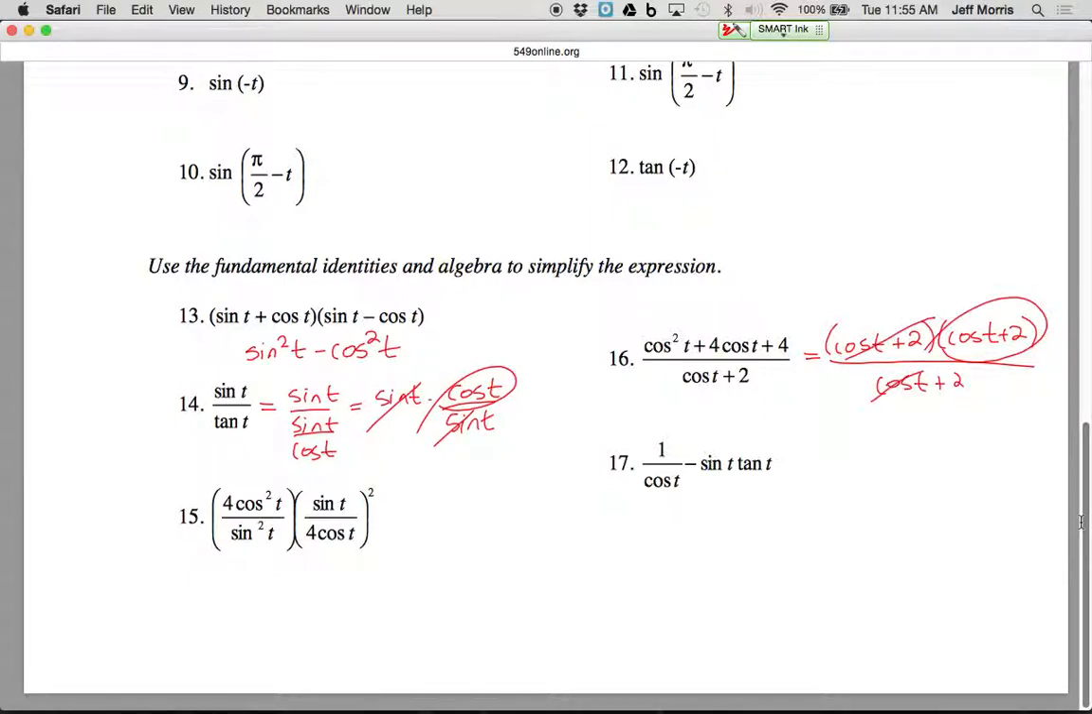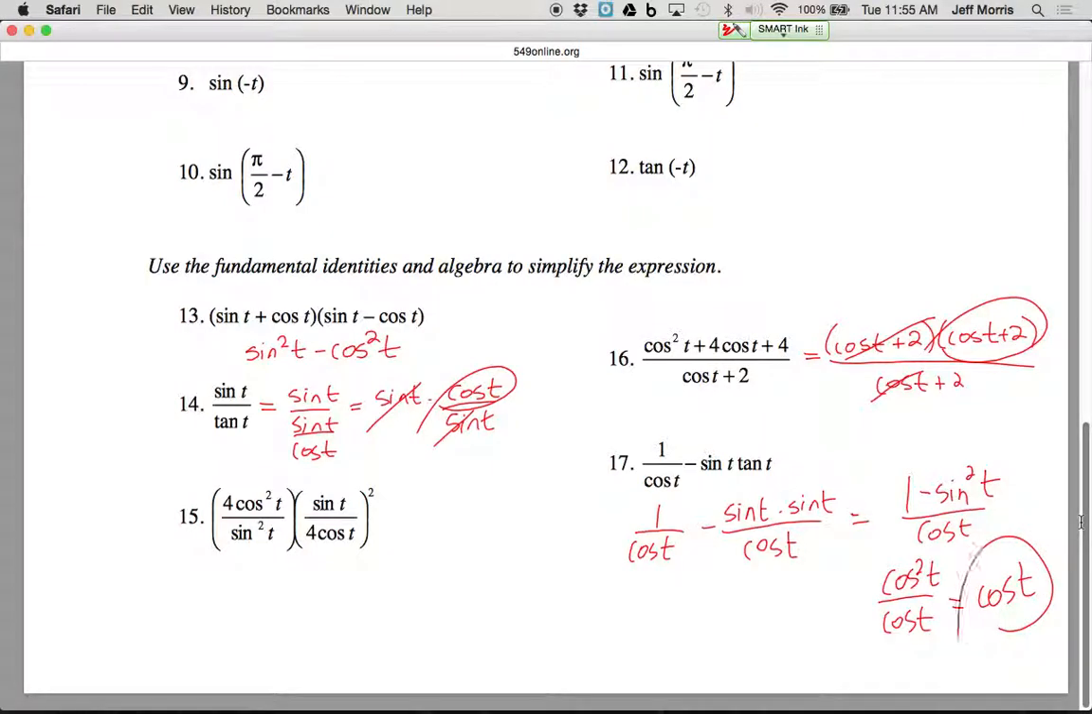Fairly straightforward. This one right here, I think you're going to need a common denominator for, maybe. Minus sine times sine over cosine. Yes, happens to have a common denominator. How nice is that? So you're going to get 1 minus sine squared t over cosine t. What's 1 minus sine squared t? Cosine squared t. What's cosine squared t divided by cosine t? Cosine. One of them cancels. There you go.